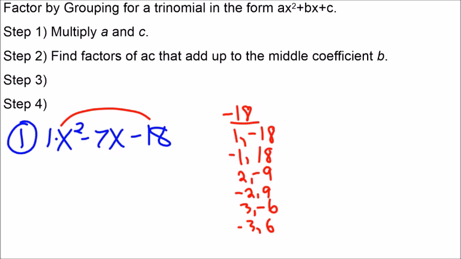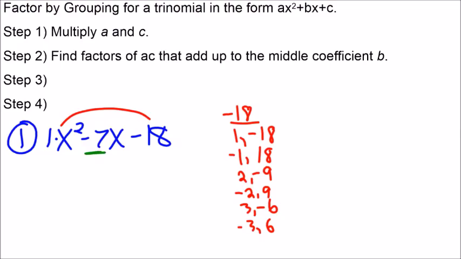So once we found the factors of a times c, we want to find one that adds up to the middle coefficient b. So our middle coefficient b is negative 7. So which of these factors add up to negative 7? That would be 2 and negative 9.